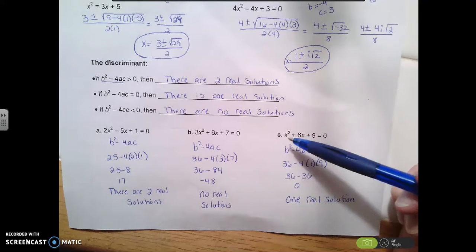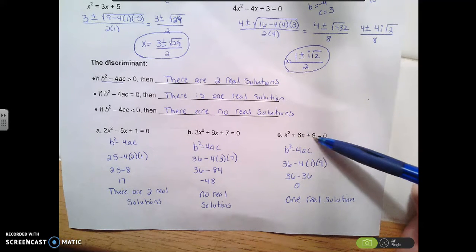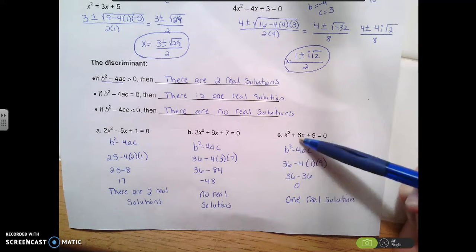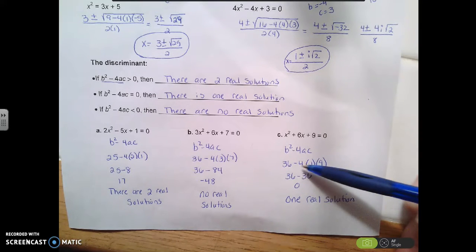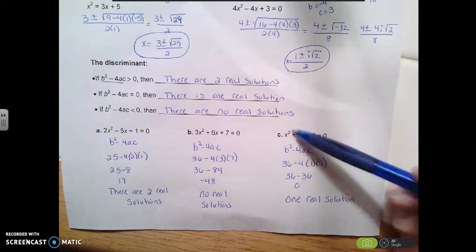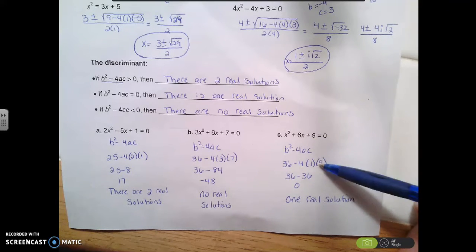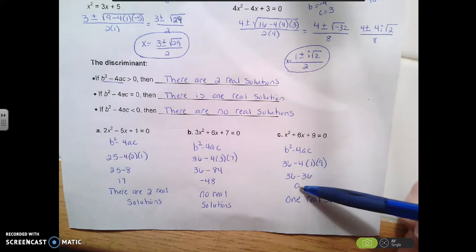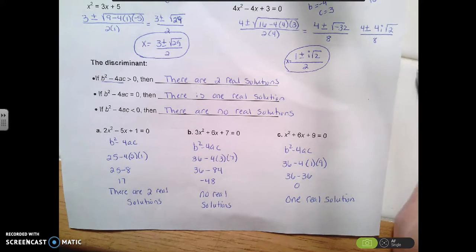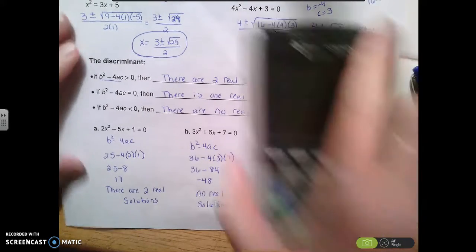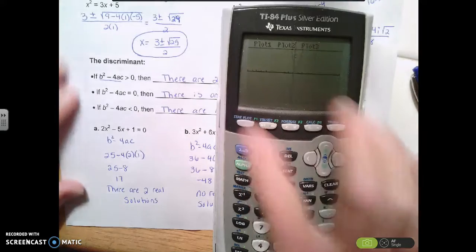And then our last one, we have x squared minus 6x plus 9. b is 6, so it's 36. 4 times a is 1. c is 9. So we get 36 minus 36, which is 0, which means there's going to be one real solution. So what do these look like on the calculator?